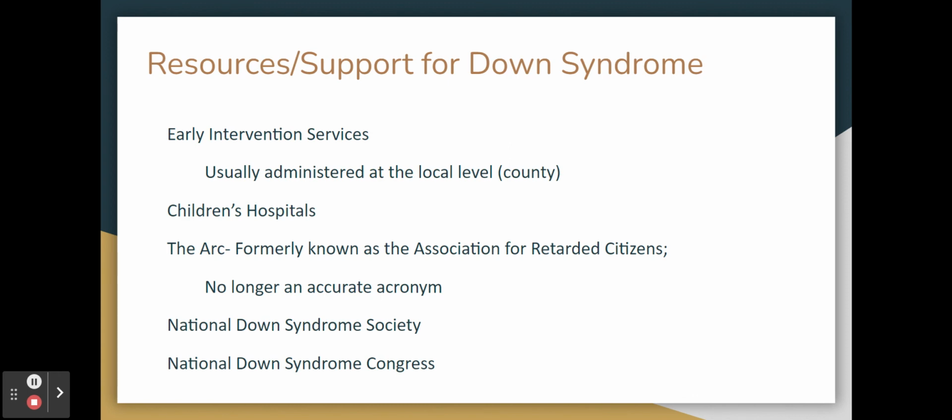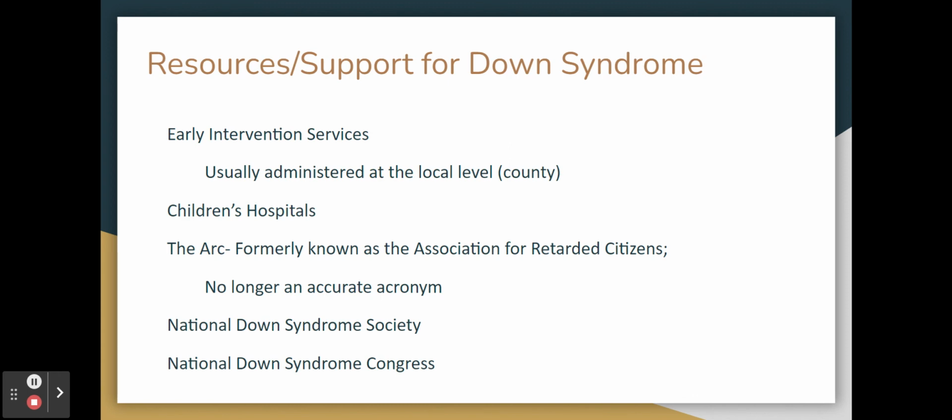The acronym ARC used to stand for Association for Retarded Citizens, but as that word became more of a slur, and the new diagnosis category was intellectual disability, they kept the name the ARC and just made it known that they are no longer called that. It's no longer an acronym for that. There's the National Down Syndrome Society, National Down Syndrome Congress. There are Facebook pages. There are lots of places that you can refer families that are dealing with Down syndrome to. A lot of them are more locally administered, but there are services and support for these folks.